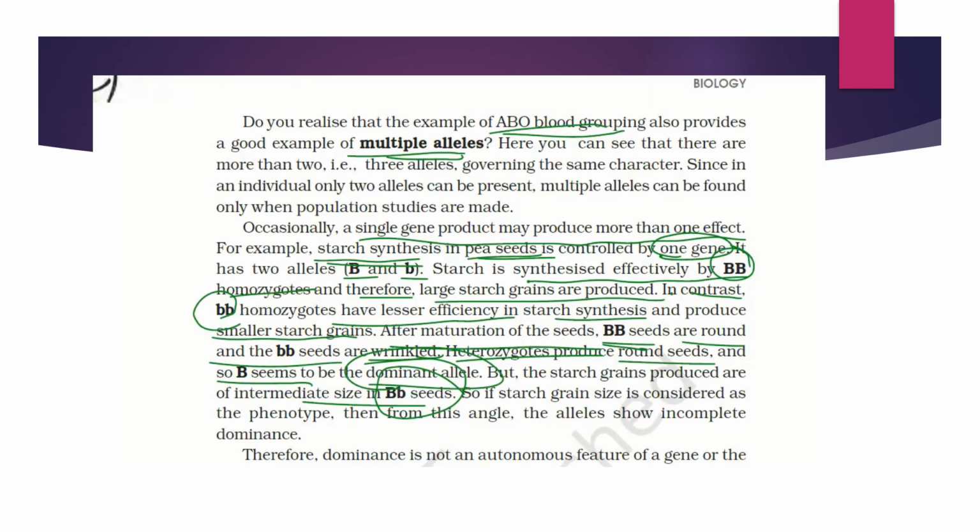So here we are discussing codominance, right? That will be in between the two parents. The character will have the characters of both the small and the big parents. So they have an intermediate size, and if the starch grain size is considered as the phenotype, then from this angle the alleles show incomplete dominance.